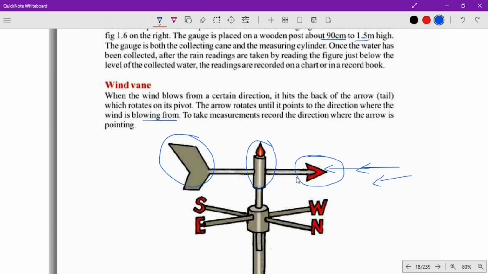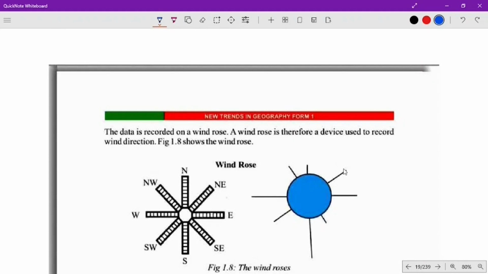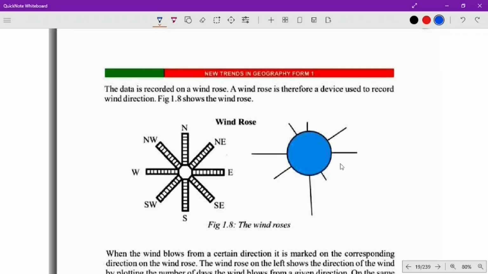The arrow will show us whether the wind is coming from the west, from the north, or from the east. So to take the measurements, record the direction where the arrow is pointing. As simple as that. That is how we record wind direction using a wind vane.